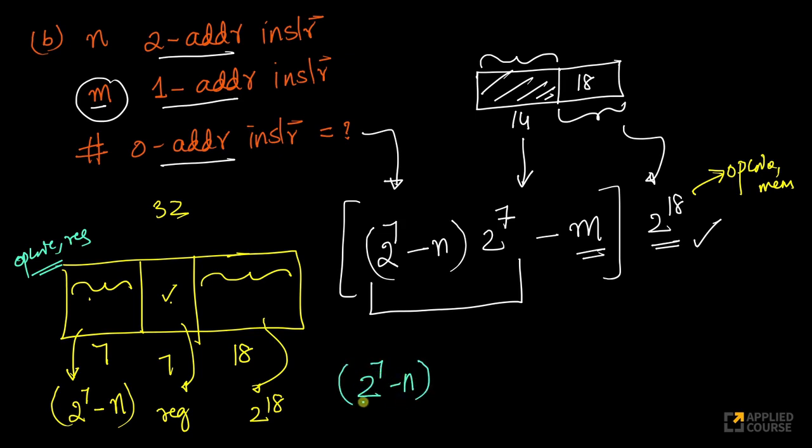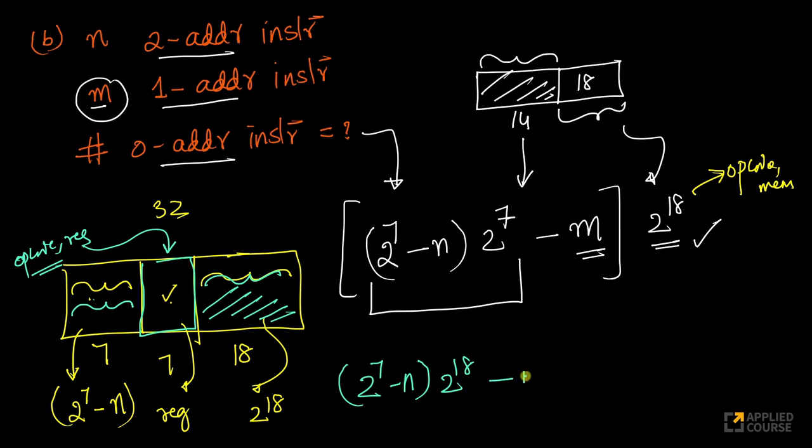The number of total 1 address instructions is 2 power 7 minus n, into 2 power 18, because these 18 bits are also at my disposal. This is where I'm storing my address, because I have a register address, and registers only need 7 bits. Because I don't have a memory address, I can use these as part of the opcode. So my opcode will now be split between this and this. So I'll have part of the opcode here, and my registers here. Slightly tricky situation. But this is the total number of 1 address instructions that I can have.